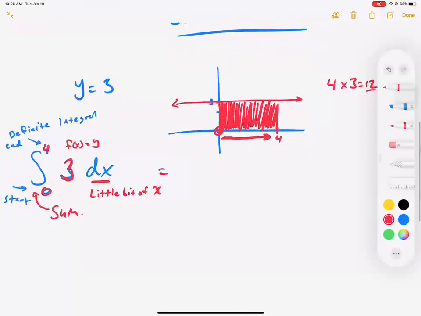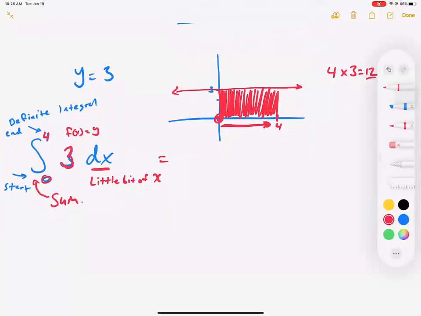Now I'm going to show you guys how to take a definite integral. So we take it like we normally would. We would say it's 3x. The integral of 3 is 3x. I'm going to draw a bar from 0 to 4. After we do this, we're going to plug in the 4 and the 0. How do we plug in the 4 and 0? We say 3 times the top, which is x, minus 3 times the bottom. Plug in the bottom.